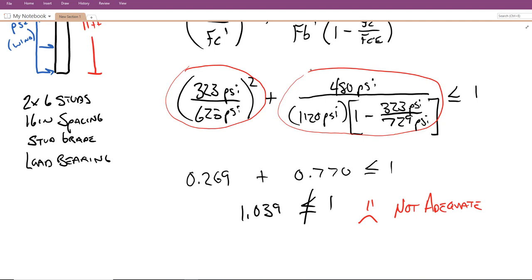So that's the process of the interaction equation. 4-step process, plug it into the equation and you're done. Hopefully this video has helped you out and you're able to solve the problem.